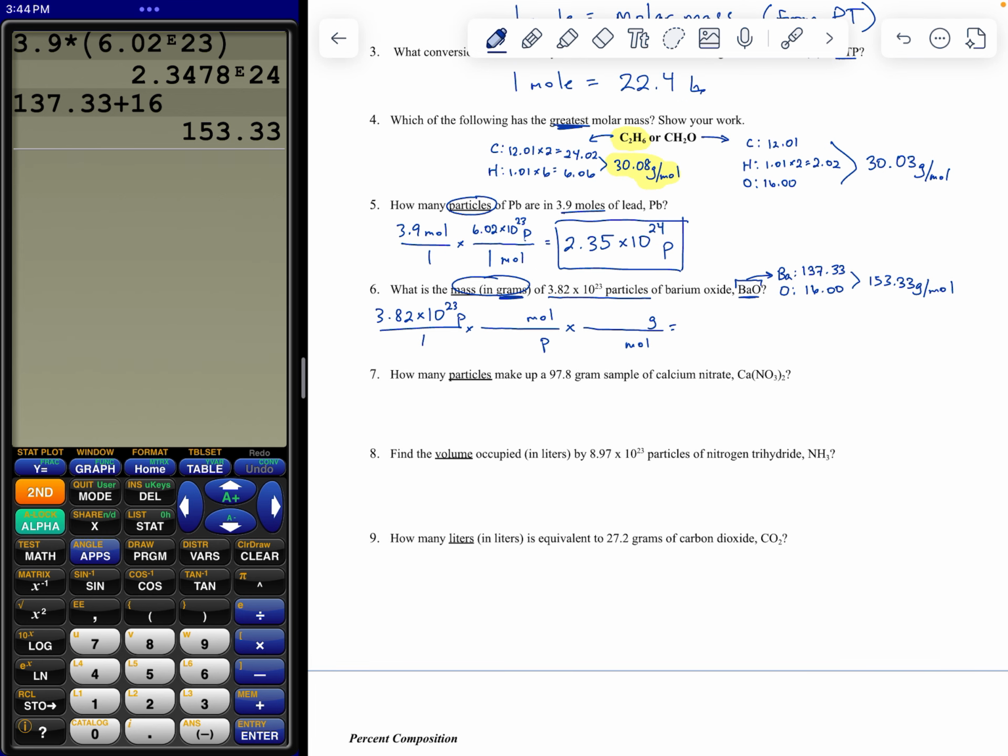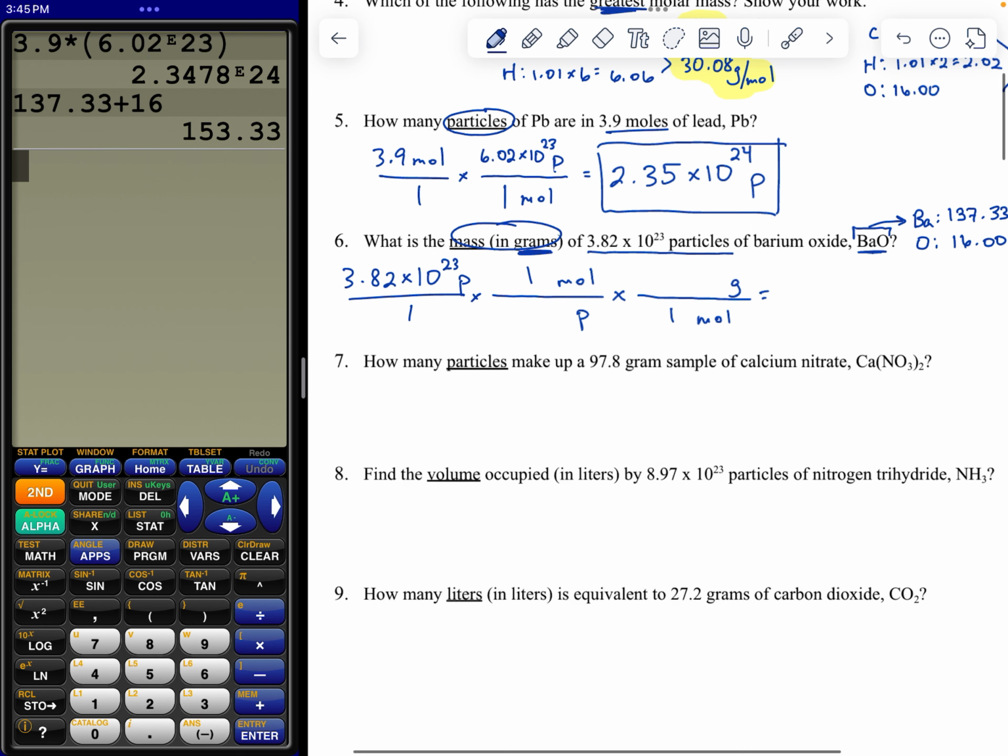So let's just add numbers in. We know that all of our conversion factors are equal to 1 mole. There are 1 mole equivalents. So number 1 travels with the unit mole. I know that there are 6.02 times 10 to the 23rd particles in every mole. Particles go away as a unit, like moles went away up there. And of course, I know that 153.33 grams are equal to 1 mole for this specific substance, barium oxide. Mole goes away as a unit.